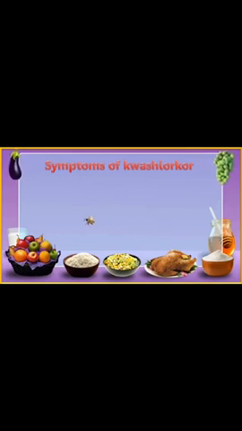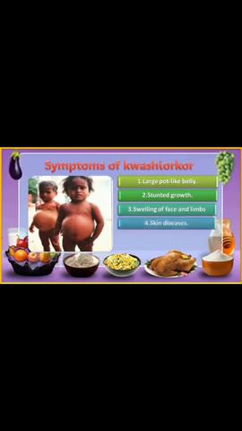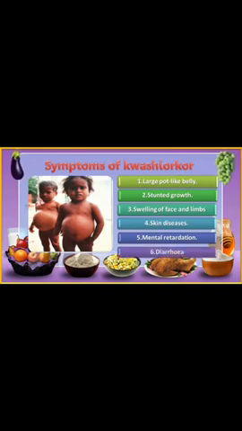Symptoms of Kwashiorkor. Number 1, large pot-like belly. Number 2, stunted growth. Number 3, swelling of face and limbs. Number 4, skin diseases. Number 5, mental retardation. Number 6, diarrhea. If the treatment is started in time, improving protein intake may correct this disease.